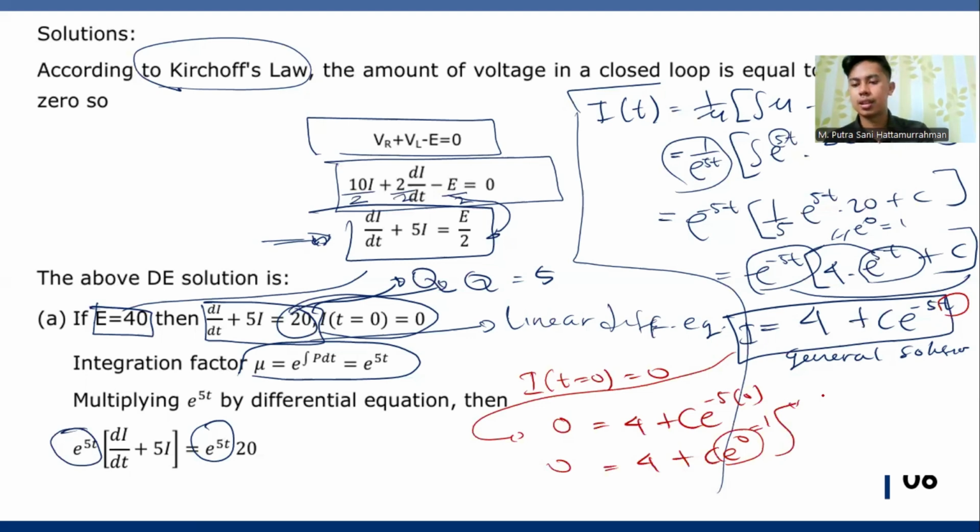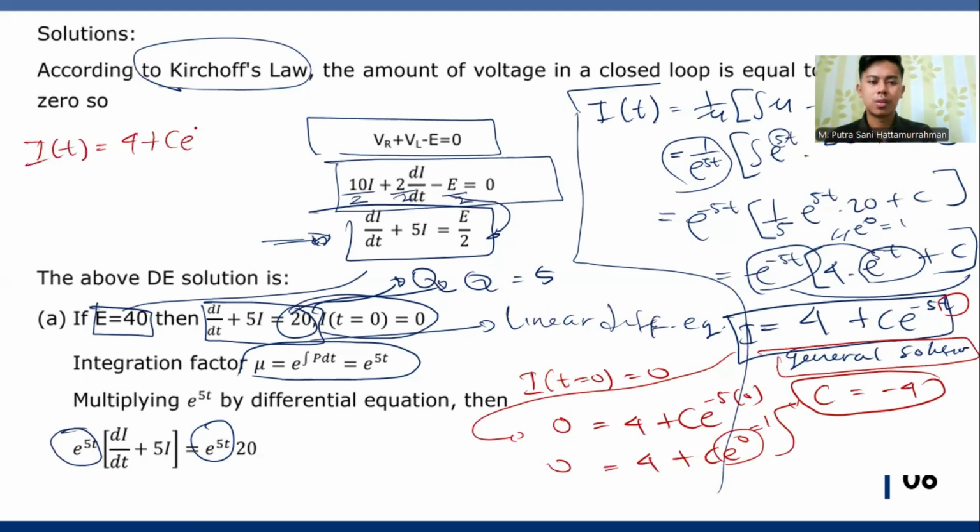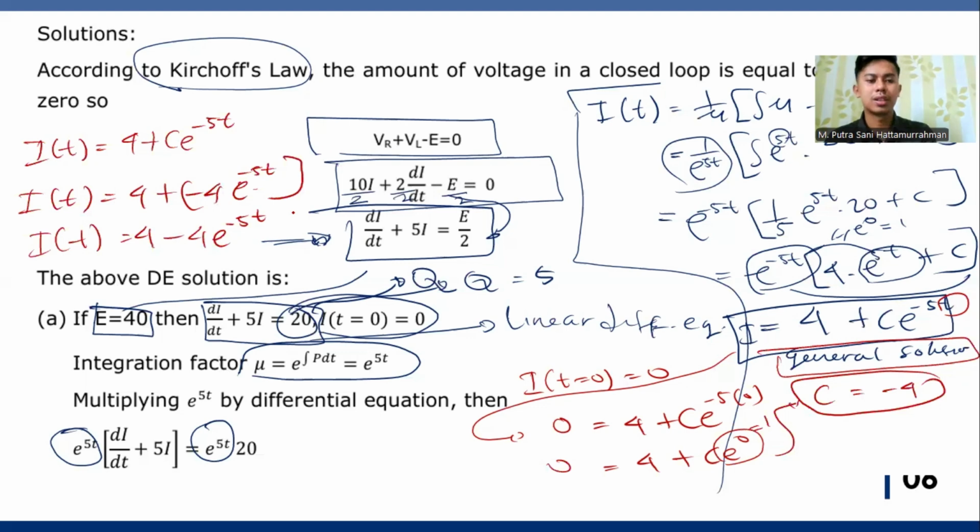That is c. So we can change the general solution to the partial solution. The general solution is 4 plus c e to the power minus 5t. We change to the partial solution, i(t) equal to 4 plus minus 4 e to the power minus 5t. We can change again to i(t) equal to 4 minus 4e to the power minus 5t. And that is the partial solution.